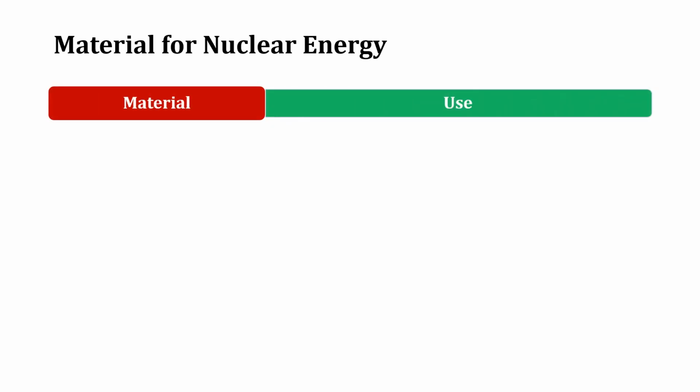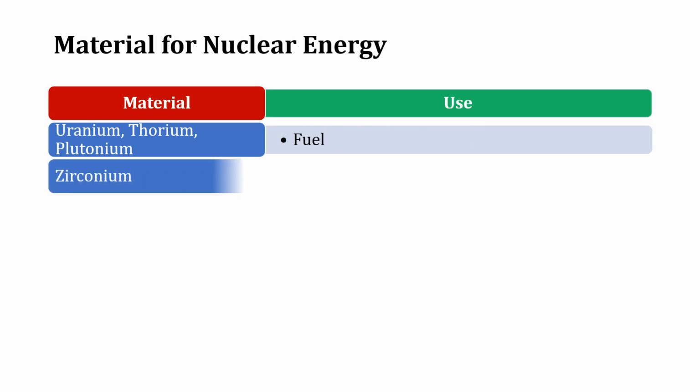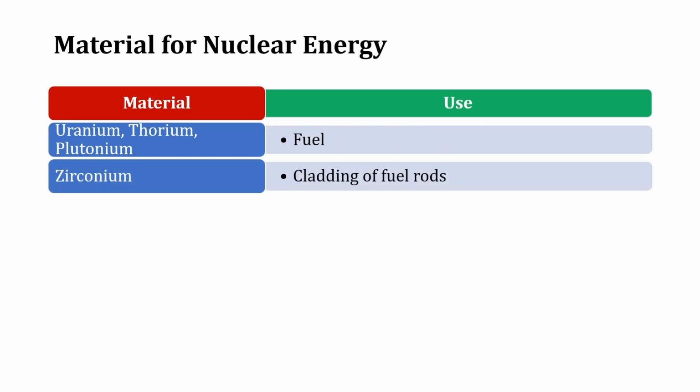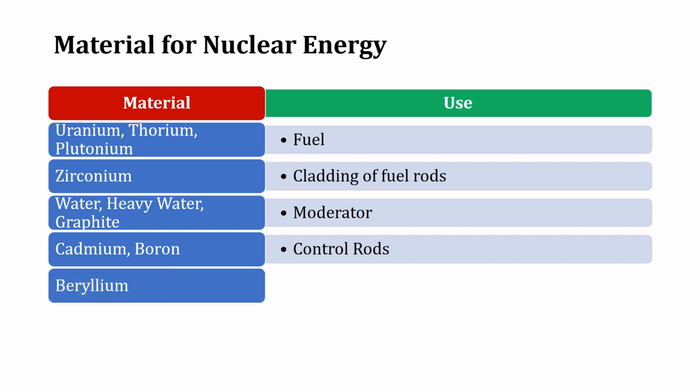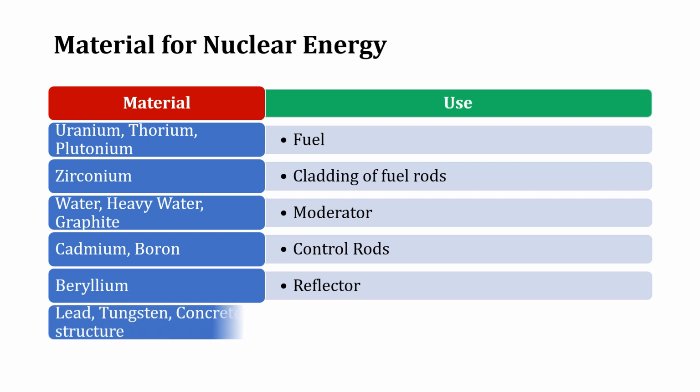The summary of the materials for nuclear energy: first, uranium, thorium and plutonium are used as fuel. Zirconium is used as a cladding of fuel rods to prevent corrosion. Water, heavy water and graphite are used as a moderator to slow down the speed of neutrons. Cadmium and boron are used as control rods to absorb the extra neutrons produced in the fission reaction. Beryllium is used as a reflector to prevent the leakage of neutrons.